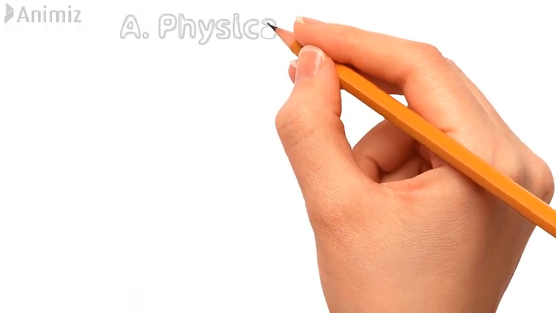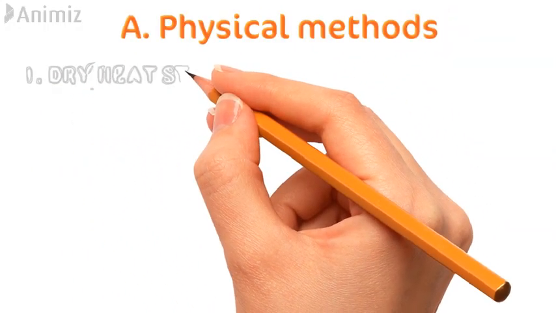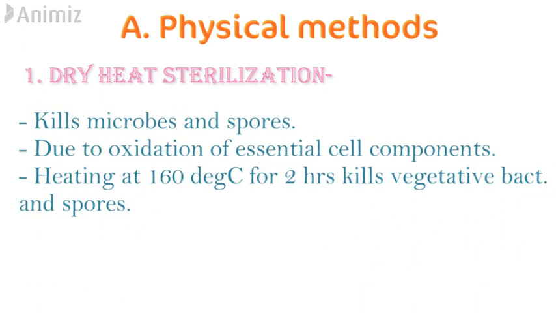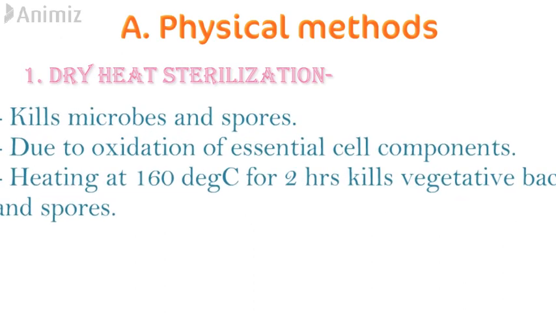So let's start with the first type of methods, which are physical methods, in which we have the first technique, dry heat sterilization. It kills microbes and spores basically due to oxidation of essential cell components. In this, we heat a material at 160 degrees for 2 hours.